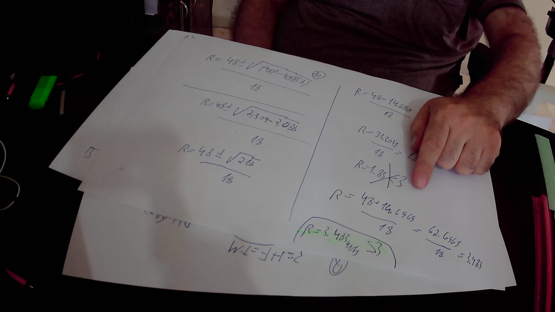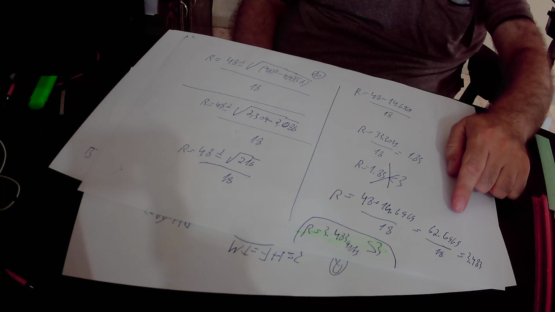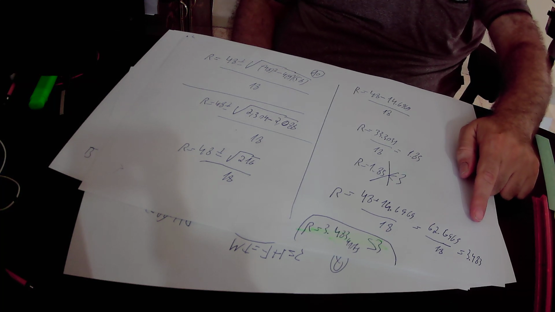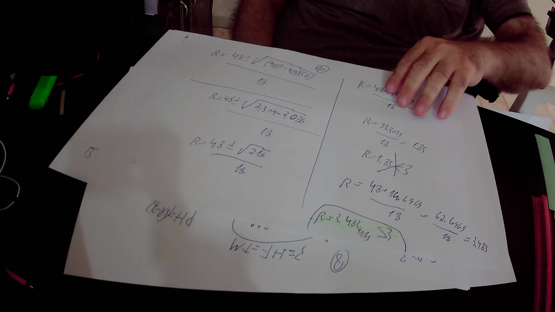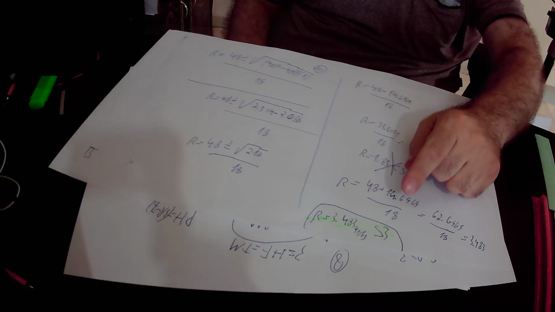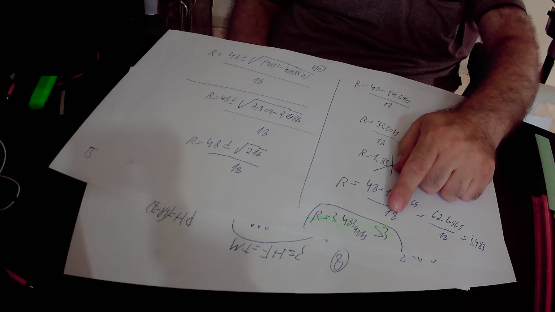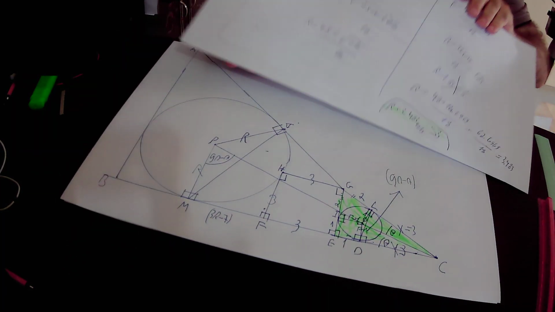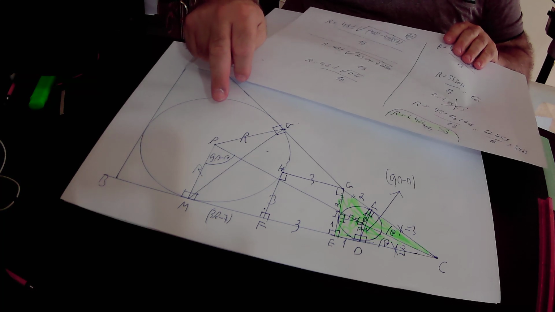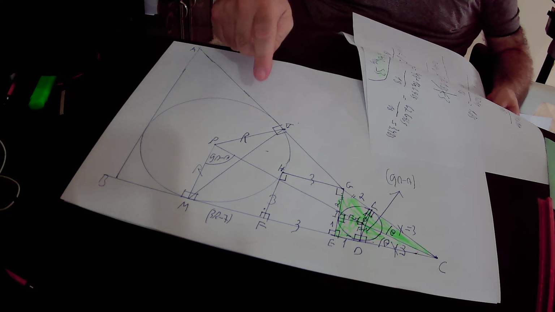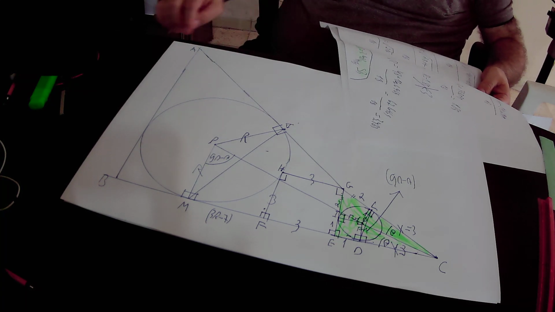We are left only with the second solution, that R equals 48 plus 14.6969, that is 62.6969, and if we divide it by 18, we get that the radius of the big circle equals 3.483 units, that is bigger than 3 units. So this solution is the correct solution. We found in conclusion that the radius of this big circle is equal to 3.4831 units. Okay, thank you very much.